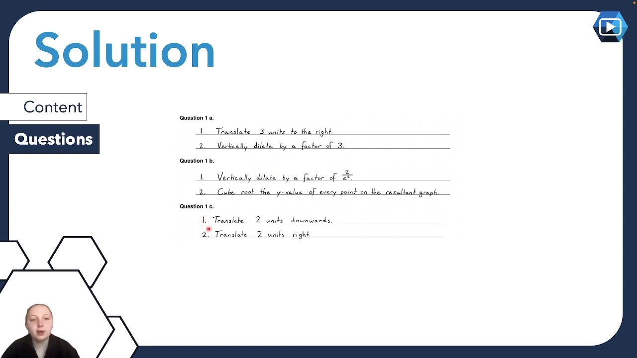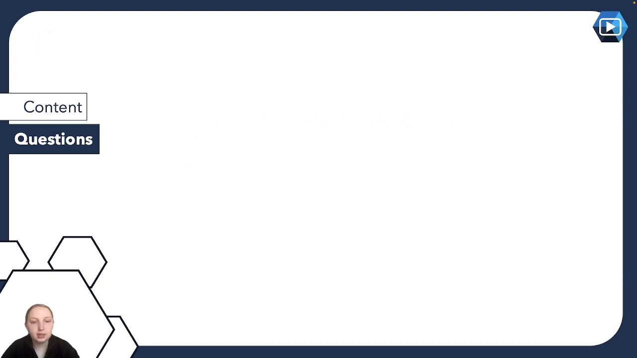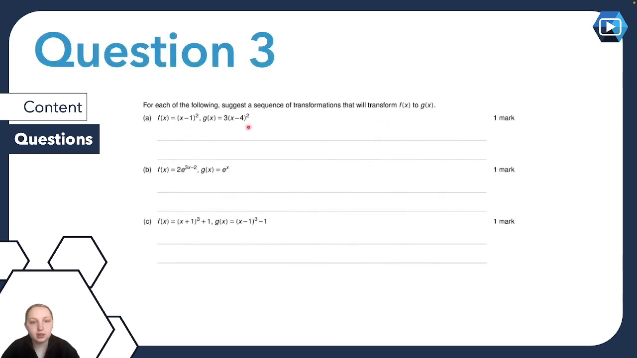Then, for the third bit, the first thing you want to do is translate 2 units downwards. Then, the second thing, translate it 2 units to the right. You'll see here that the vertical bit happens first. If you're just doing translations, it doesn't matter which order your translations occur in. So that's all we would need to do to get each of these into their resultant equations.